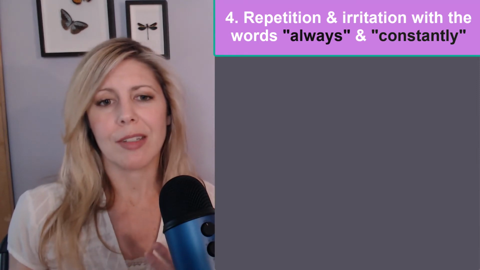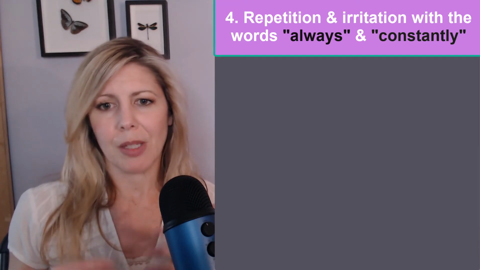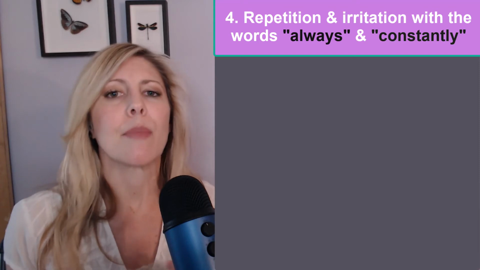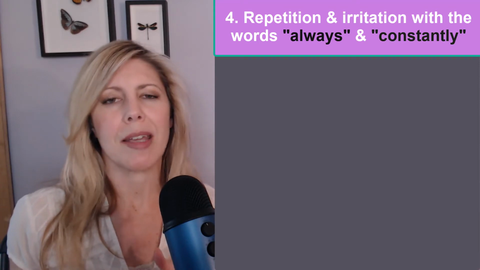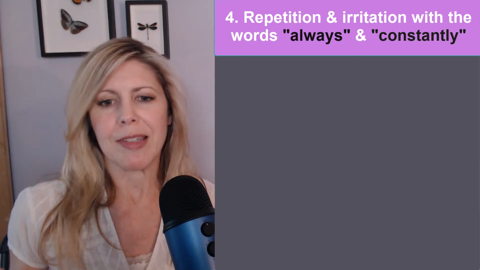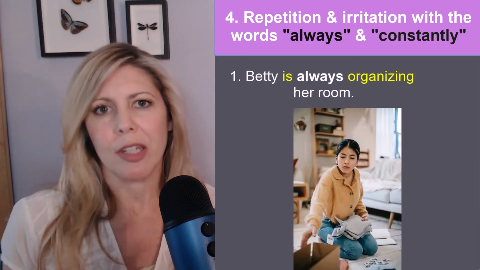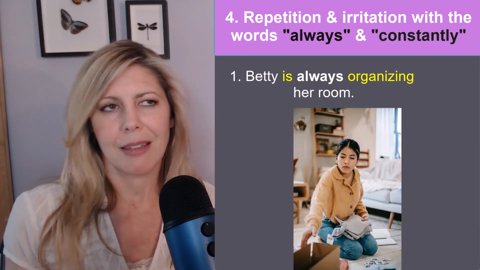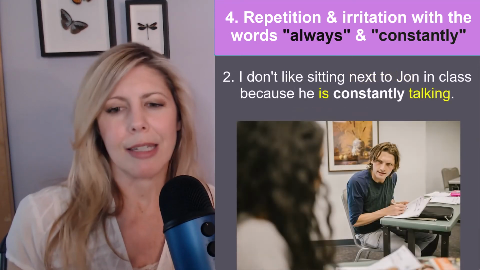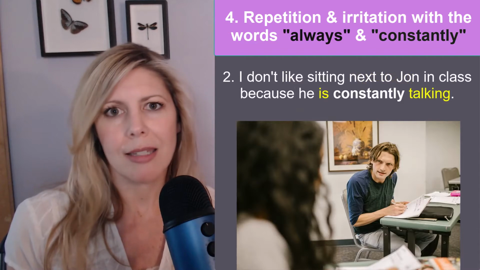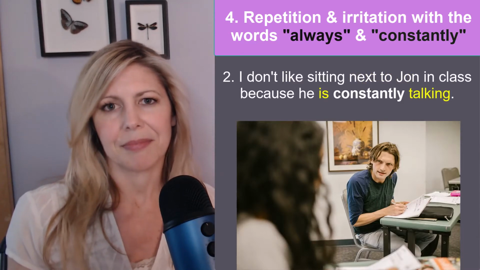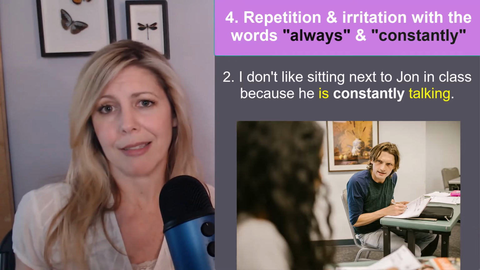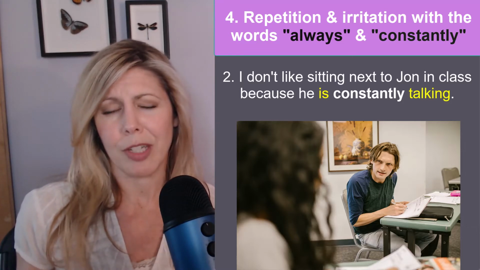So the present continuous with words such as always and constantly expresses the idea that something irritating or surprising often happens. For example, Betty is always organizing her room. Okay, it's something that she does repeatedly. Another example, I don't like sitting next to John in class because he is constantly talking. Okay, he may not be talking now, but this happens a lot. It's repetition and it involves irritation.